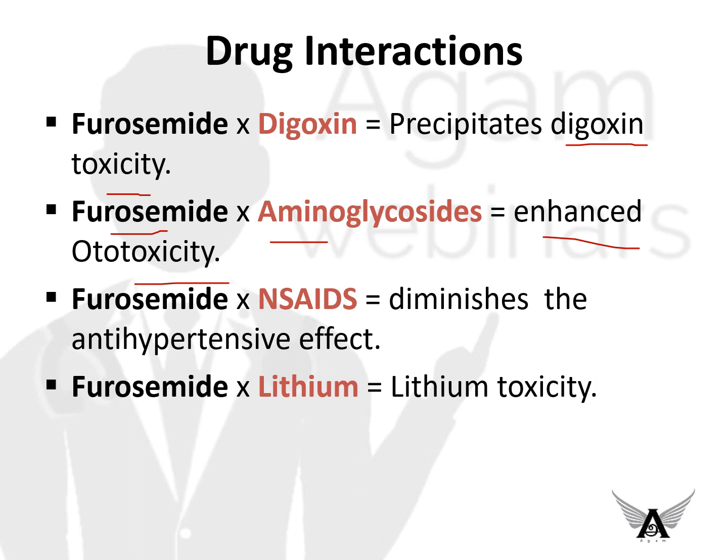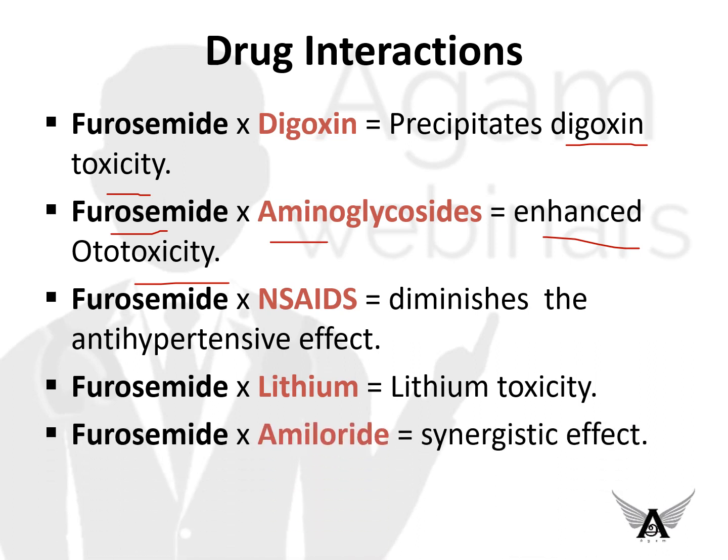Furosemide with lithium leads to lithium toxicity. Furosemide with amiloride has a synergistic effect. Amiloride is one of the other diuretic drugs that we are going to read under weak or adjunctive diuretics very shortly.